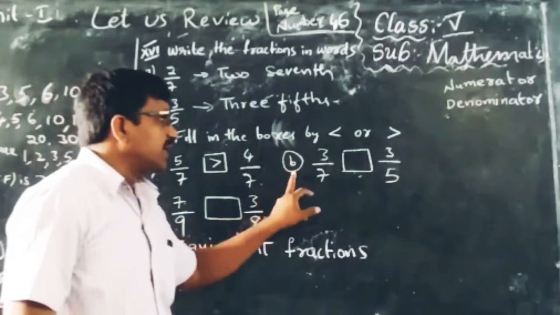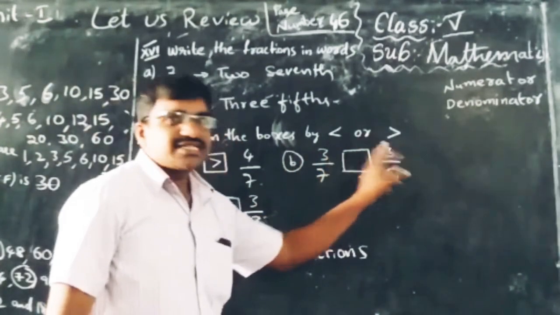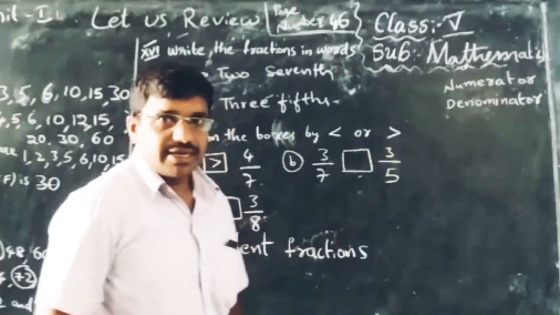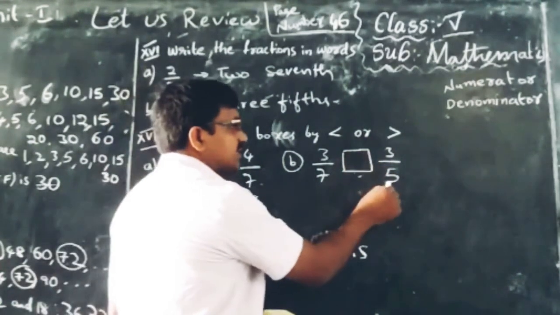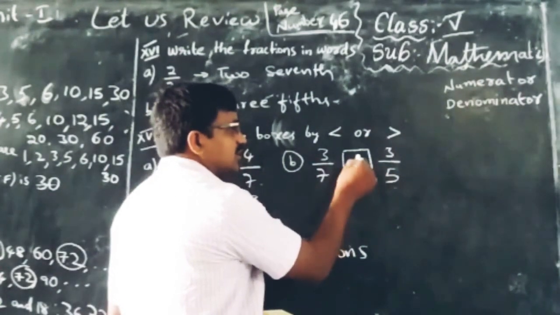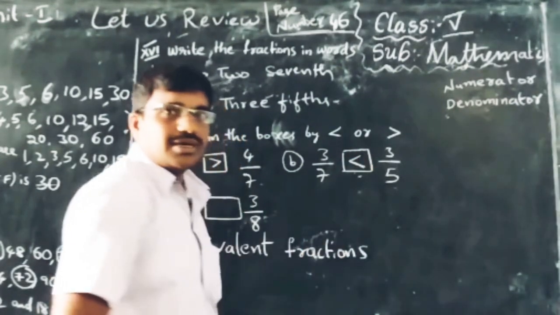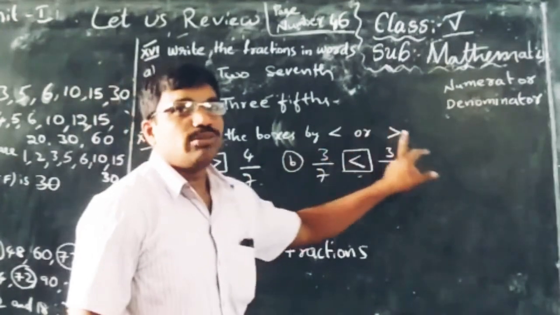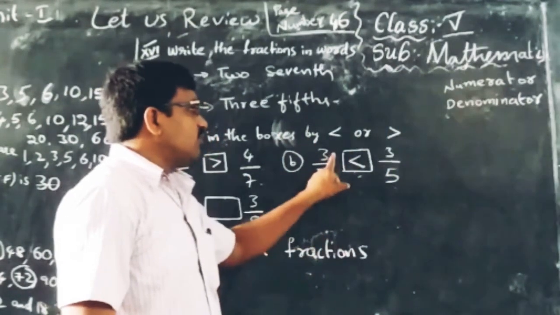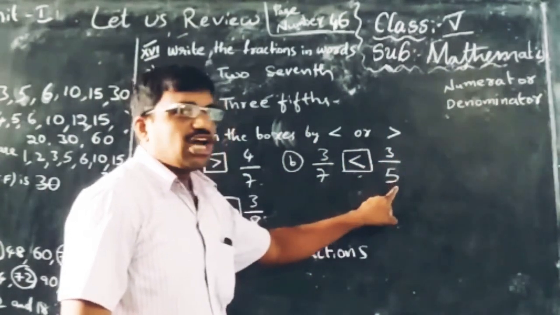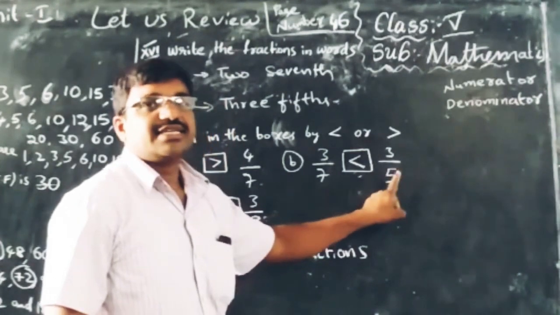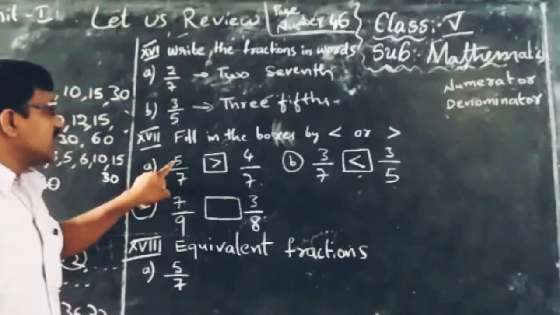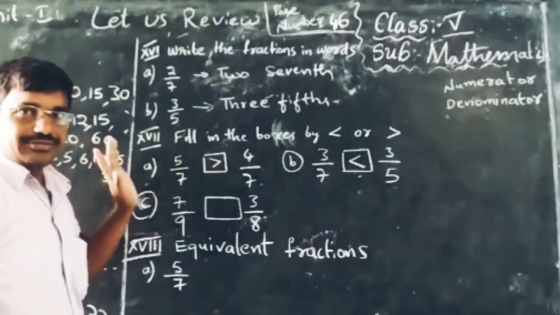Now come to the B bit. Here numerators are the same. At that time, the fraction with the smaller denominator is the greater one. Understand the difference: in A the denominators are equal, here the numerators are equal. If numerators are equal, whichever denominator is lesser, that fraction is greater.